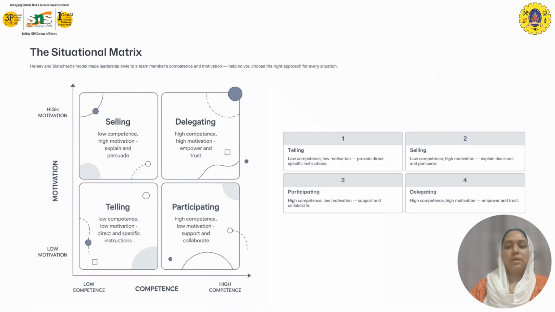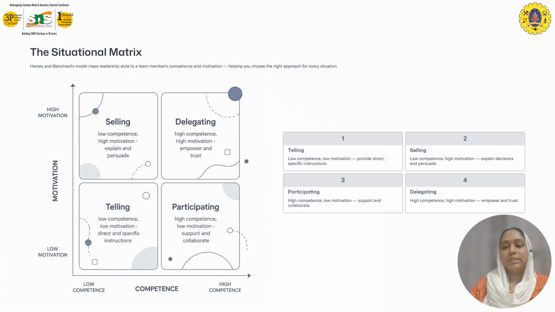Next is the situational matrix, which we use to map the team members' competency and motivation, to help us decide which approach to take with them. On one side of this graph we can see motivation and competency. We have to find out which type of approach fits. So let's start with high competency and high motivation, which we call delegating.